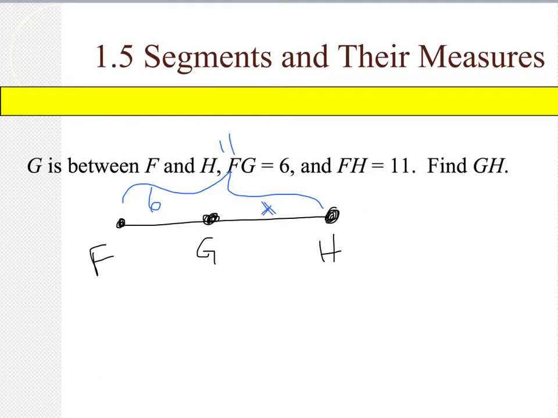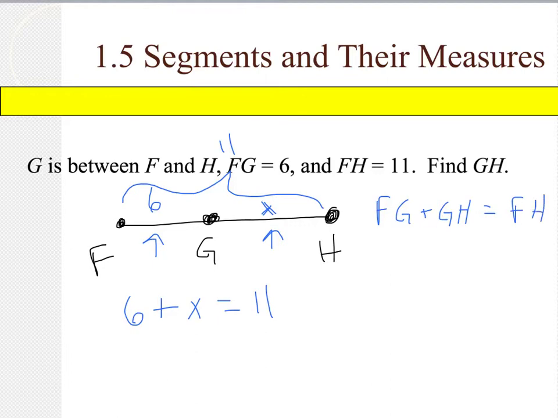According to that previous postulate, we know that if we add up these two smaller sections, we will get the entire distance. So we're going to set it up as a formula. We get 6 plus x equals 11, because if we add FG plus GH, I'll write that off to the side here, we will get FH. The two smaller segments add up to get the long segment, the entire length.